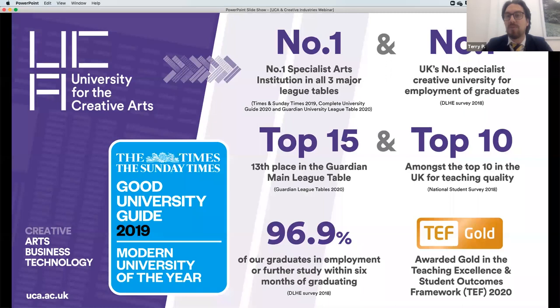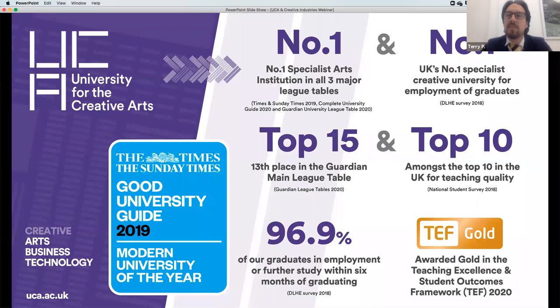So we are in all the league tables in the UK, and that's, if you don't know, every university in the United Kingdom is ranked according to other universities in the United Kingdom based on a number of things: the quality of the work the students produce, the students' sense of their own experience, the quality of teaching and learning that takes place. And we've ranked number one for the last 2 years in all the league tables.